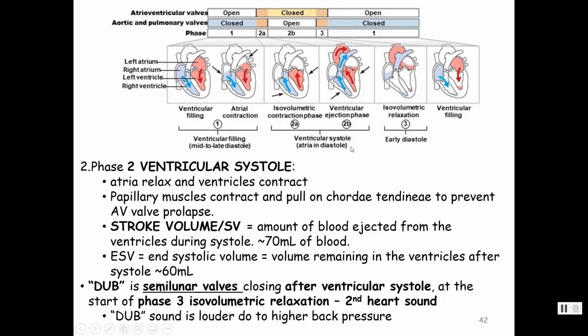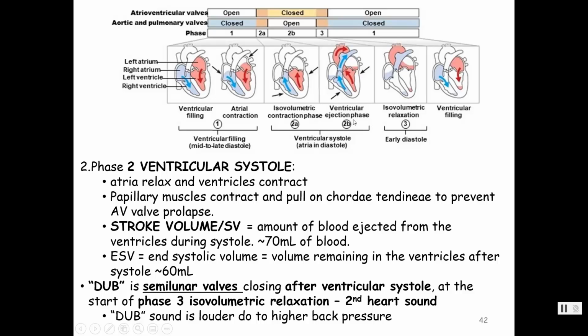So the next phase is going to be the ventricular ejection phase. The pressure is going to get so great, it has to be greater than the pressure in the vessels. And so we have the atria relax, the ventricles contract, those papillary muscles contract, pull in the chordae tendineae to prevent AV valve prolapse. So now we have enough pressure in those semilunar valves, so the pulmonary valve and the aortic valve, like our saloon doors, they're going to fly open and the blood is going to be ejected.